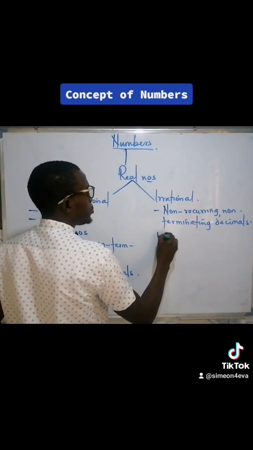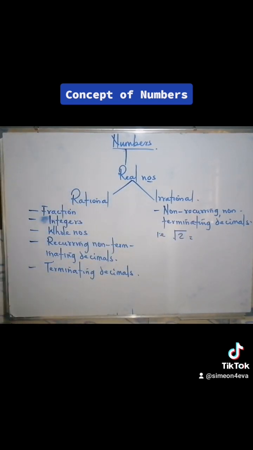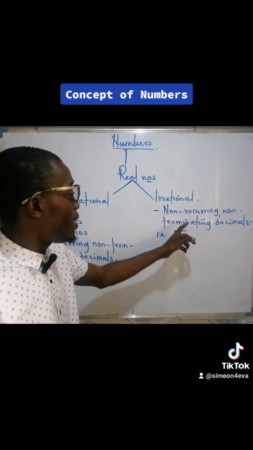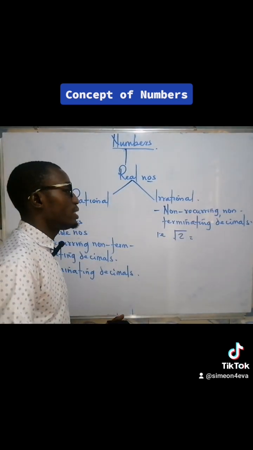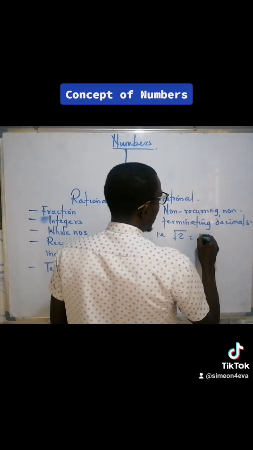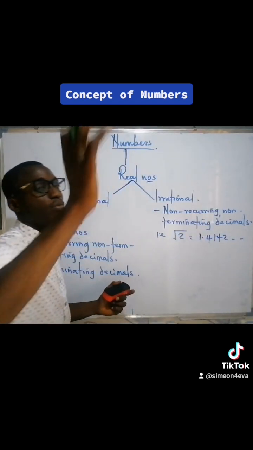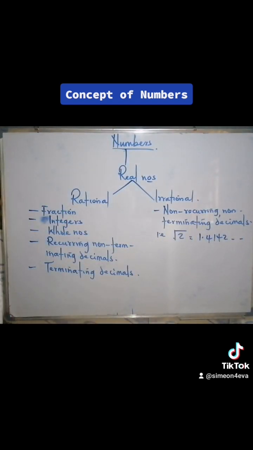For instance, if you want to look at the square root of 2, you can't have the square root of 2 give you a perfect whole number. And if you take the square root of 2, you're going to arrive at non-recurring, non-terminating decimals. That is, it's not repeating in nature and it's not terminating in nature. That means continuous, but the numbers are not repeated.